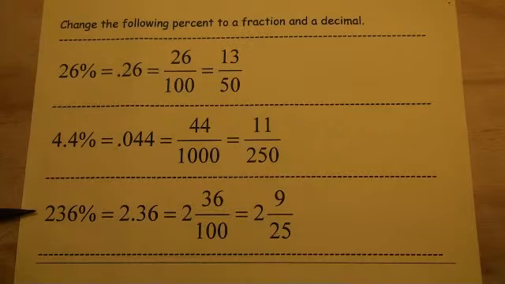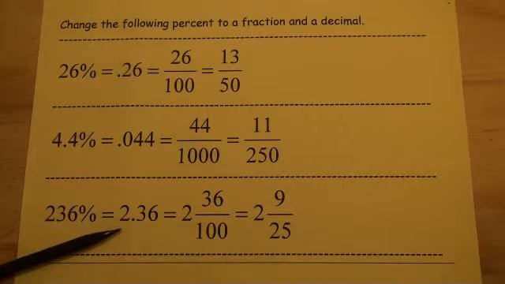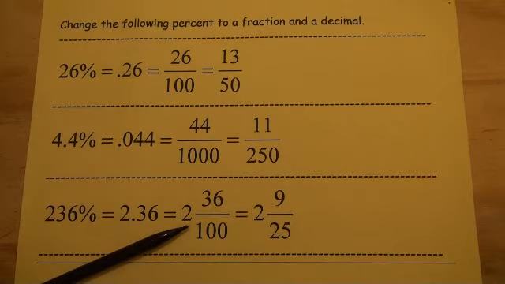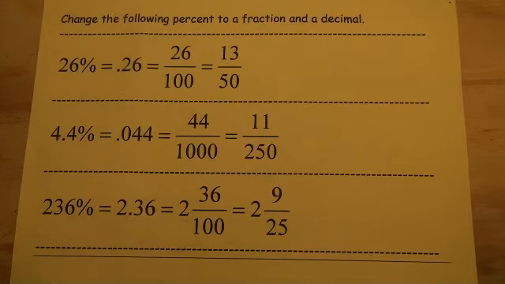Then, of course, we have 236%. Well, we know that percents are out of 100, so to convert to a decimal, you can move the decimal over 2 places. So 236% means more than twice the amount of something. And then this decimal converts directly to a fraction because you have a 6 in the hundredths position. Then just reduce the fraction 36 over 100 to get 9/25ths. And there you have it, 2 and 9/25ths. So there you have percents, fractions, and decimals.